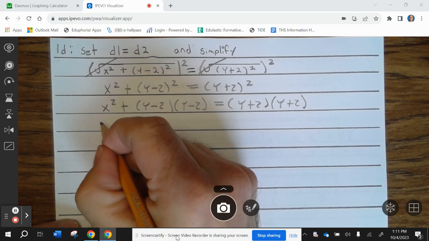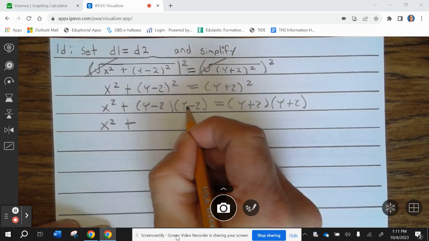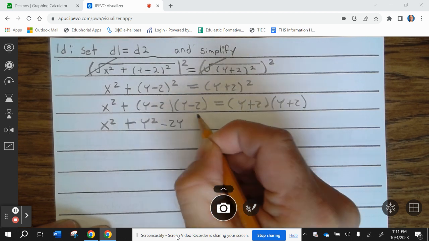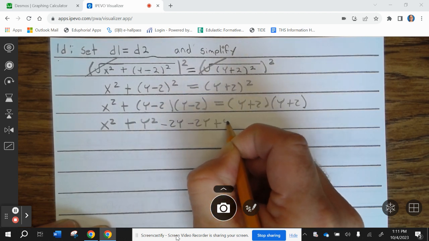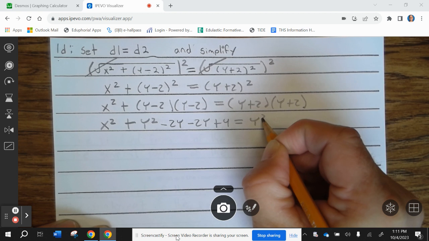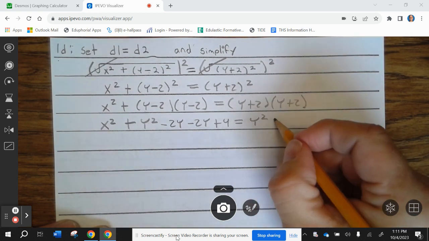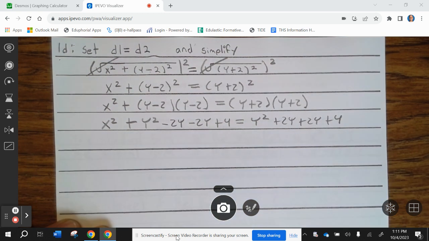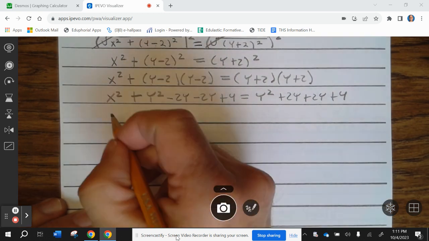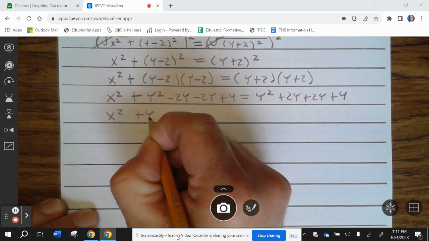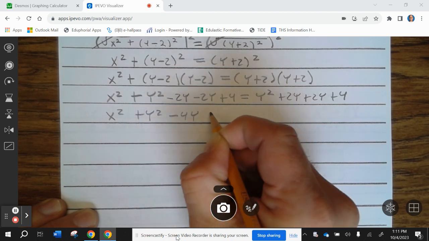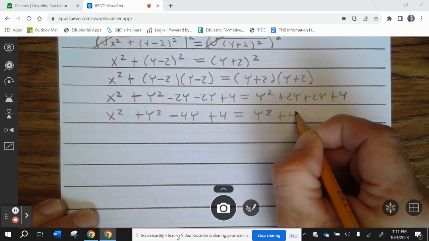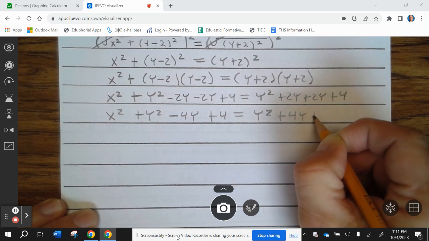So then that's x squared plus, y times y is y squared. Y times negative 2 is negative 2y. Negative 2y plus 4 equals y squared plus 2y plus 2y plus 4. So then that's x squared plus y squared minus 4y plus 4 equals y squared plus 4y plus 4.